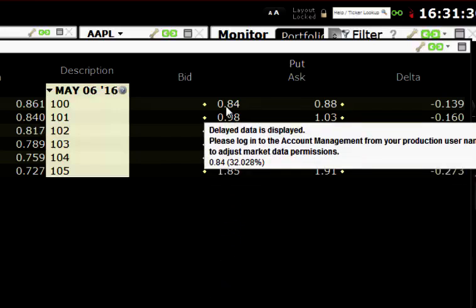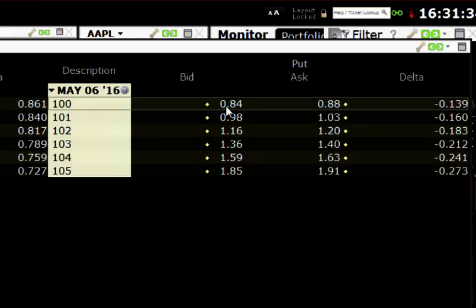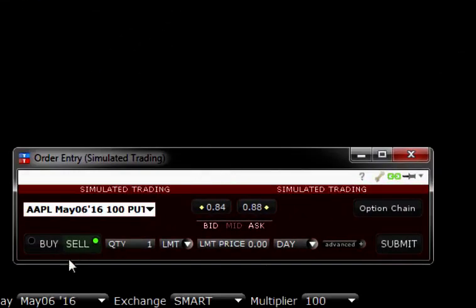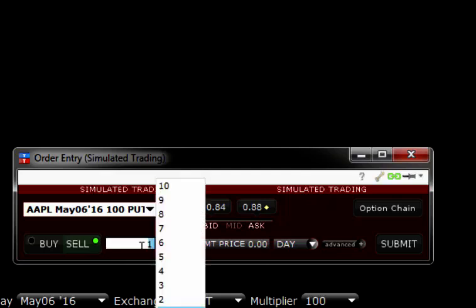All we do is click on the bid price at the $100 strike. And that's going to bring up an order entry window here. So you can see here, it's automatically populated the Apple May 6th $100 put. It's giving you the bid and the ask price here. And we're selling. So that's automatically populated. Now we could change the quantity to 2, 3 or 4 here, but we're going to use 1.